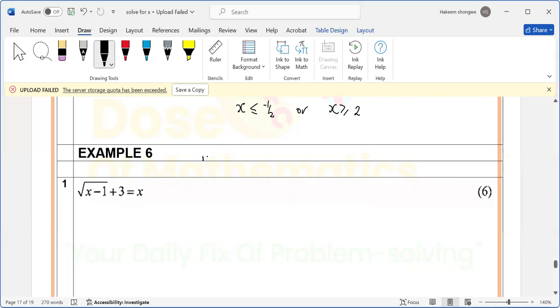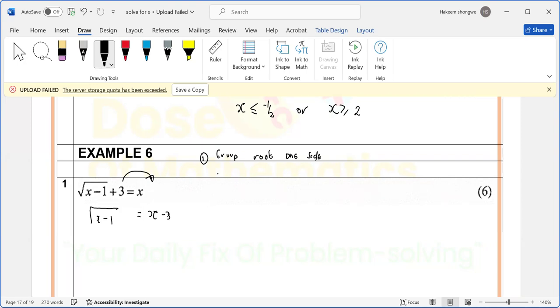Number one, you are going to isolate the root on one side and the things that don't have a root on the other side. So you want the root on one side, and the things that don't have a root also on one side. In this case, we are going to take the 3 to the other side. Because it's positive, when it jumps the equal sign, it's going to become what? Negative. So we are going to have root x minus 1 equal to x minus 3. That's principle number one: group the root on one side.